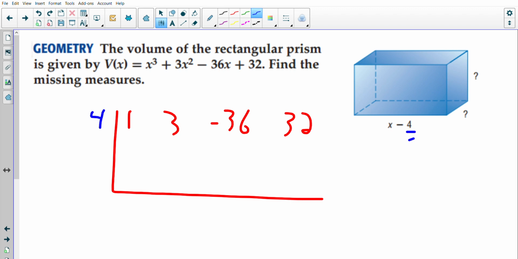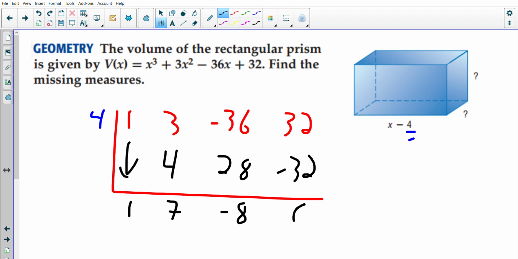So here we go. Drop to start, and then multiply and add. So multiply, I get 4. Add, I get 7. Multiply, I get 28. Add, I get negative 8. Multiply, I get negative 32. Add, I get 0. So it is a factor.